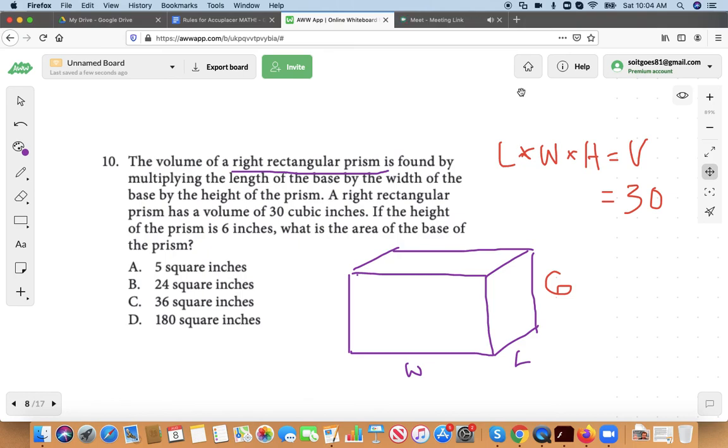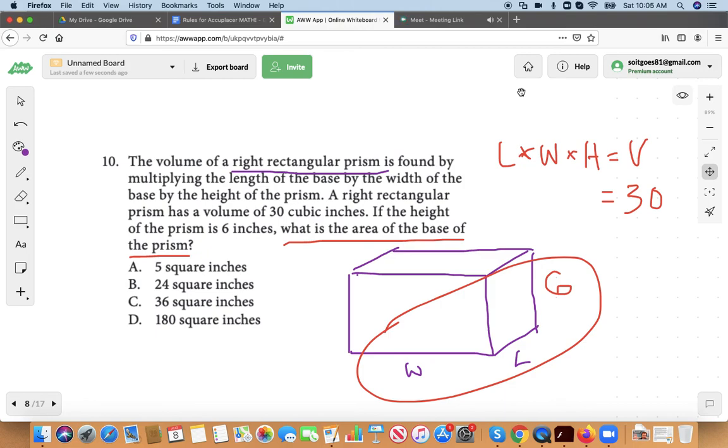Is this making sense now? I think we can eliminate some answer choices right now, because we know we got to multiply all those values together and get 30. What answer choices are not going to give us 30 when we multiply all that together? I know D wouldn't. D is way too big, right? 180 times what? Remember, they're asking us here the area of the base of the prism. What's the area of the base?